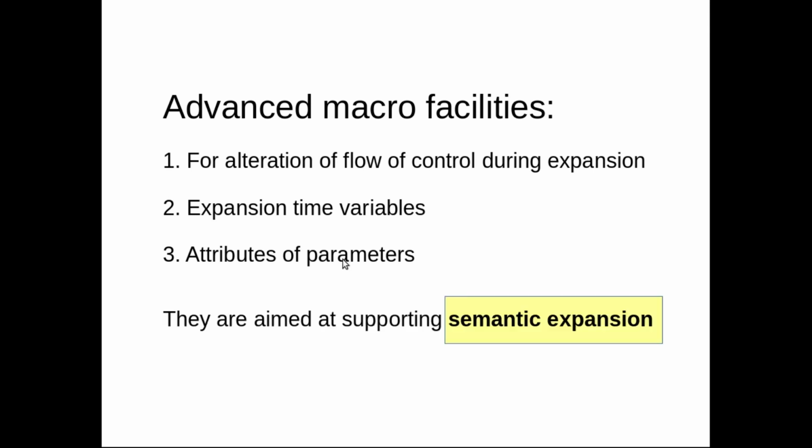All these three facilities help us to support semantic expansion. In today's class we will see what semantic expansion means, and out of these three, we will look at how to alter the flow of control. The next two, expansion time variables and attributes, we will look at in the next class.